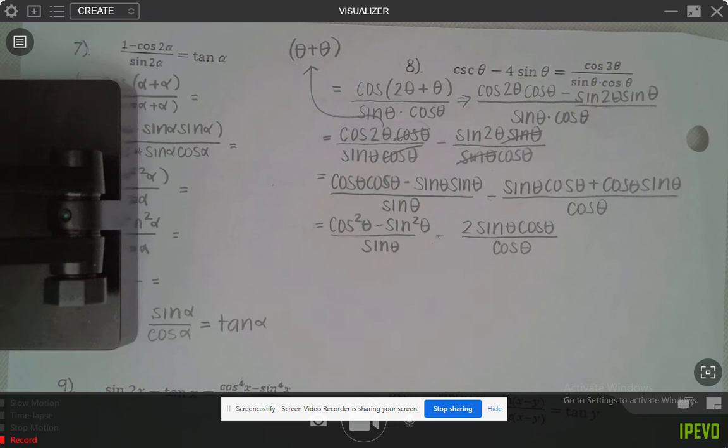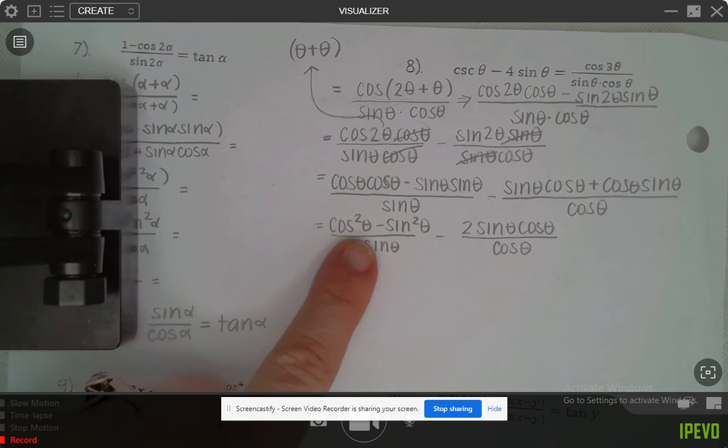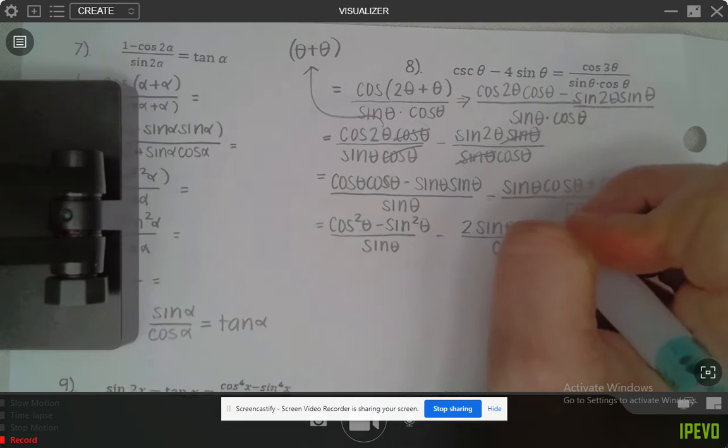Don't look at me. You guys got to look at your paper and recognize what to do. Yeah, what am I going to cancel? Can't do the sine here because it's attached to a subtraction sign. Can I do the cosine over here, though? Yeah.